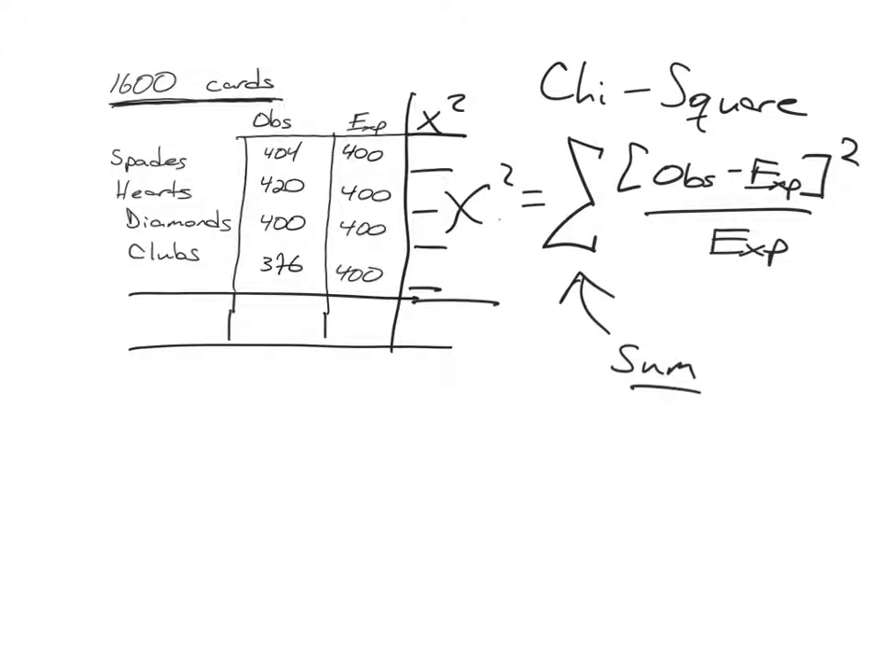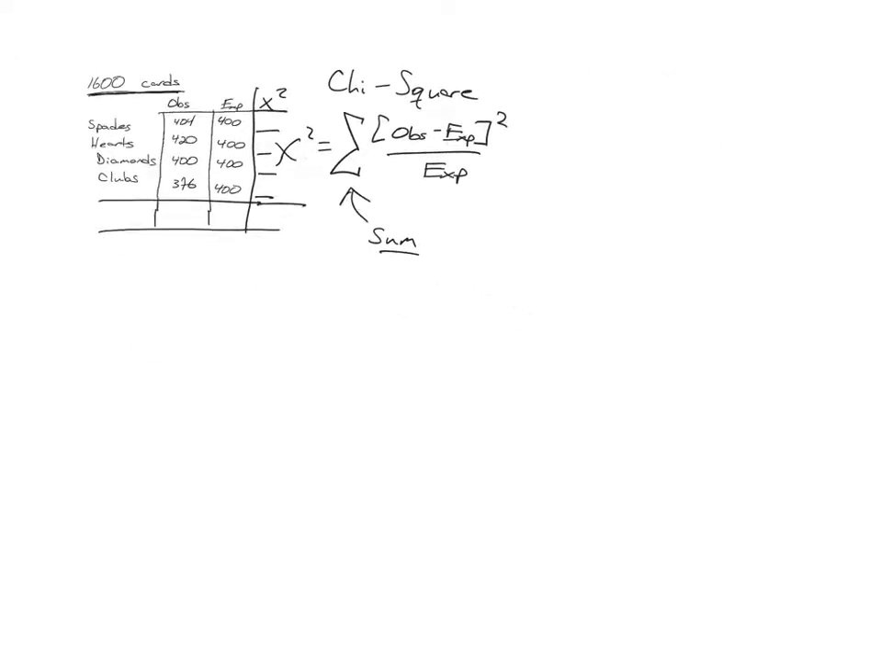What's your degrees of freedom here? 3. It's 4 minus 1. It's not hard, is it? So that's the first problem. Everybody should be able to do that one easily. The second problem is a little more difficult.